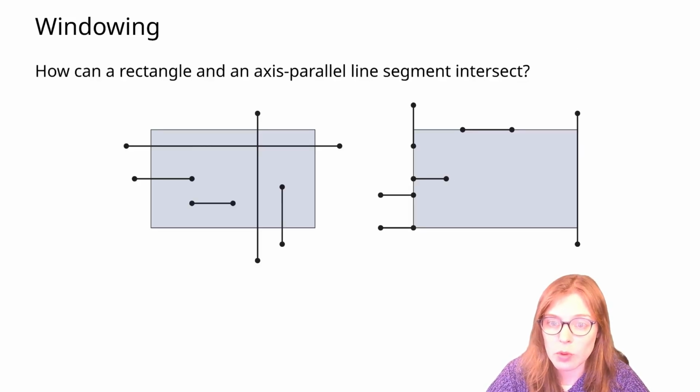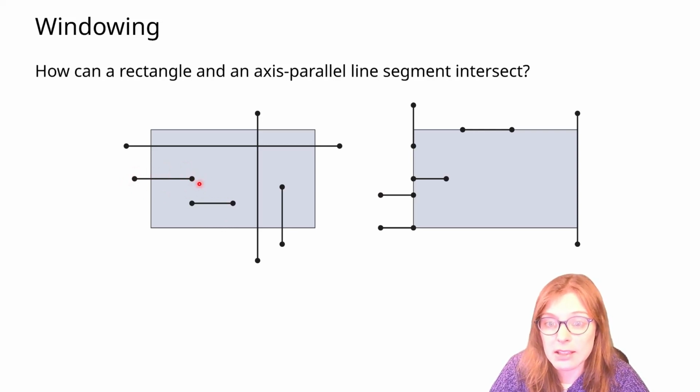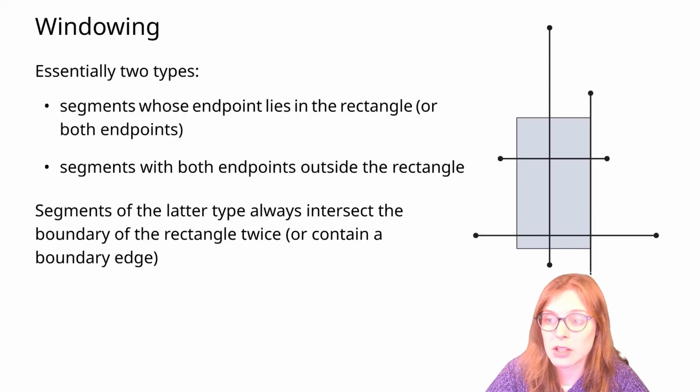If we look carefully at this image, we will see all the types of intersections that a segment can have with a rectangle. It can completely lie inside the rectangle. It can intersect the boundary of the rectangle and have one endpoint lie inside of the rectangle. It can completely cross the rectangle and have both of its endpoints lie outside. We will also need to be careful about these edge cases where the segments intersect the boundary of the rectangle. So, essentially we have two types of intersections. One, the segments whose one endpoint or both endpoints lie inside of the rectangle, and segments with both endpoints lying outside of the rectangle. The segments of the second type intersect the boundary twice.